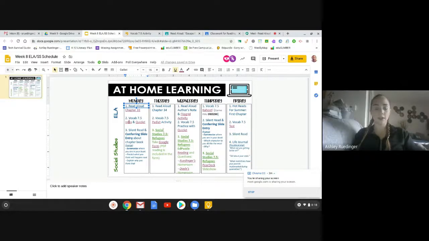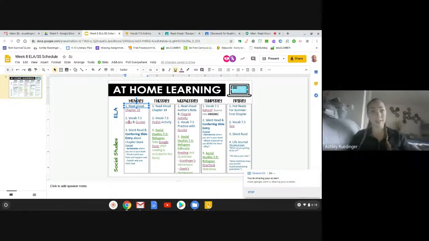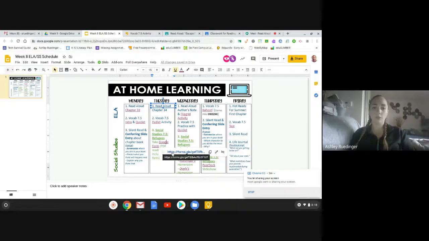The third and final thing is your social studies activity today. I tried taking what was originally planned by a different teacher and making it even simpler for you, so you only have one thing you need to open. You're going to click on the Google form.